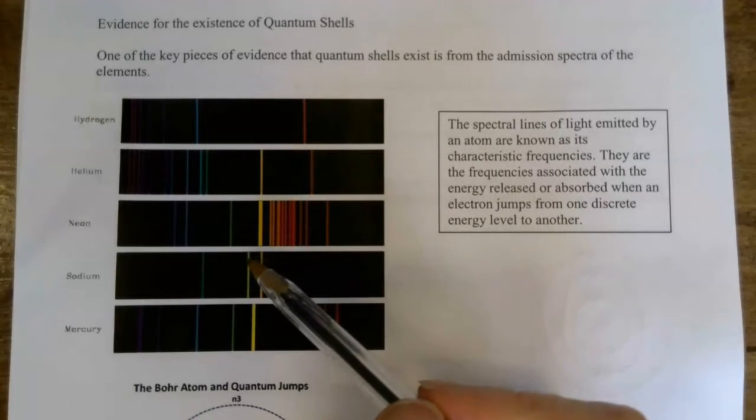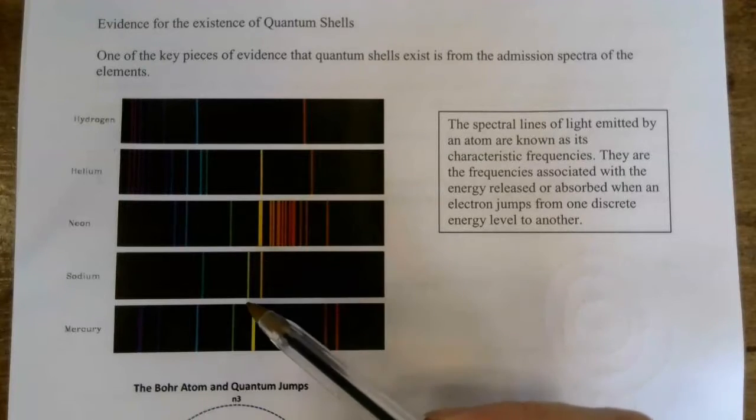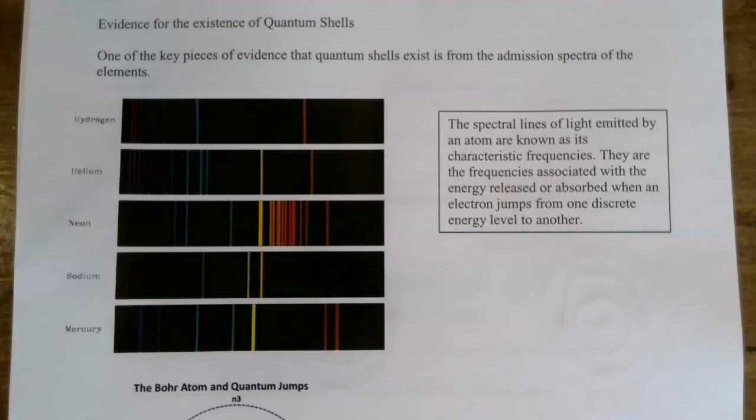But what we're interested in this case is the fact that they are discrete frequencies of light. We don't get a continuous spectrum. We don't get every single colour of the rainbow. We only get specific frequencies.